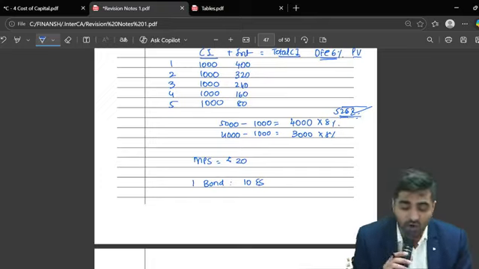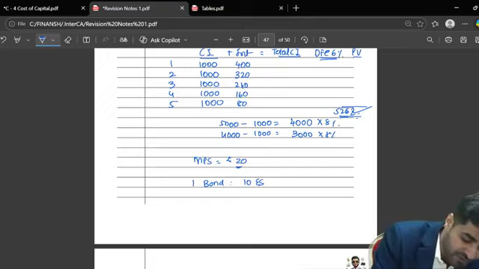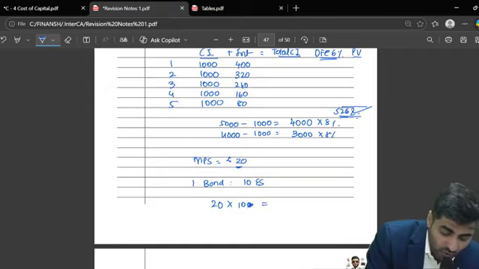10 equity shares. Can you all please tell me, if the market price of equity share is 20 rupees, what is going to be your conversion value? Can I say for one bond, you are going to get how much?